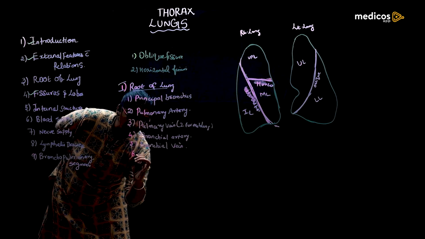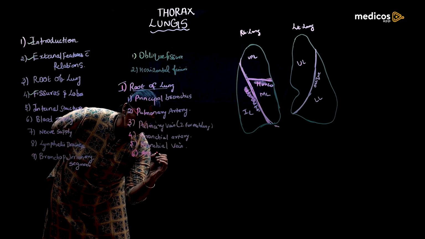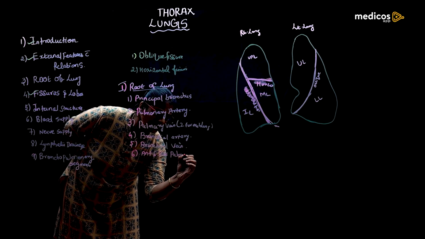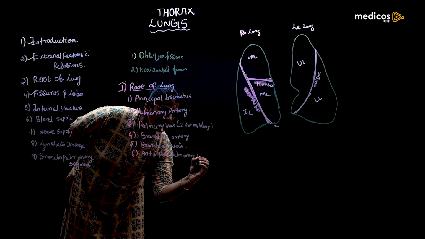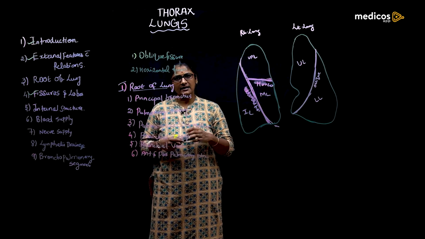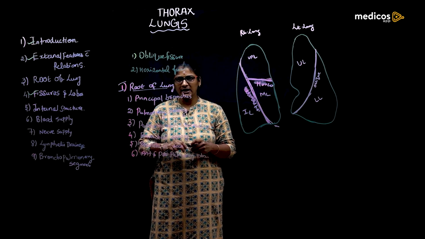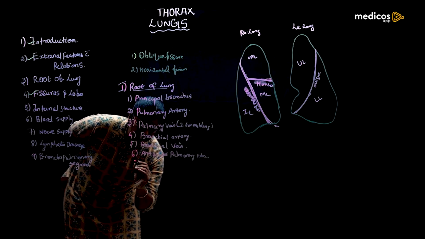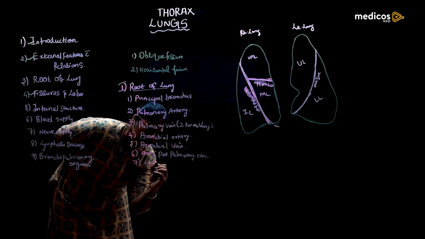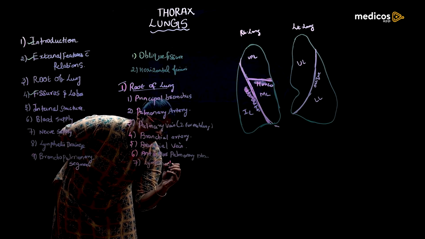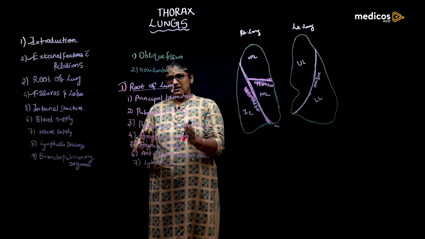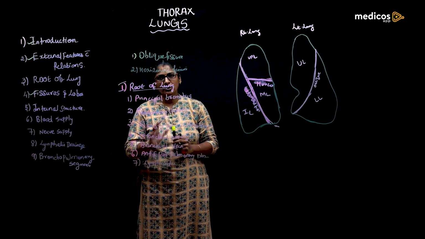Okay, next one will be the nerves, that is the anterior and the posterior pulmonary plexus, that are also present in the root of the lung. And finally, the next thing will be the lymph nodes. Lymph nodes are also present in the pedicle. So, these are the structures that are present in the root of the lung.